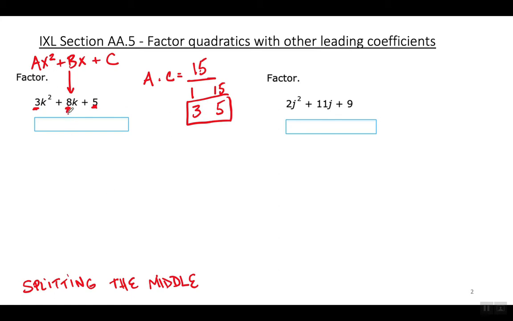Okay, so look, what I'm going to do is this. I'm going to split the middle term using these two numbers. I'm going to split it like this.